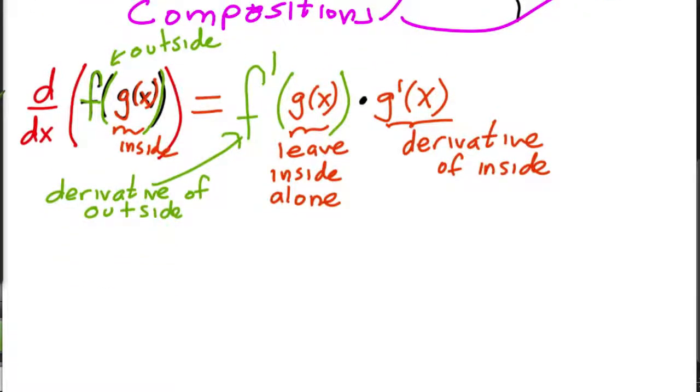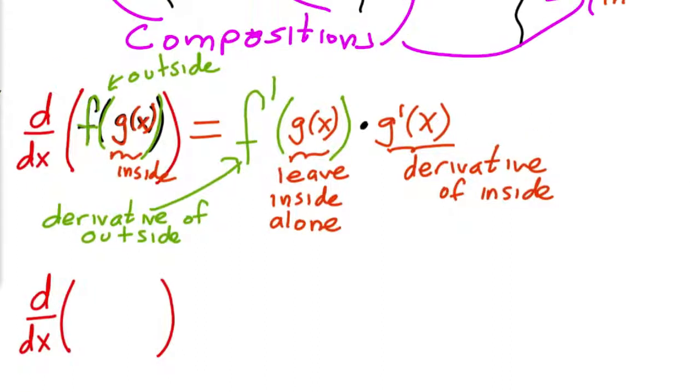So we want to find the derivative of e to the x plus x squared to the third. Okay, so the first thing to do is to label the outside and the inside. So right here I've got the outside function is this guy raised to the third, and then the inside function is this guy right here.